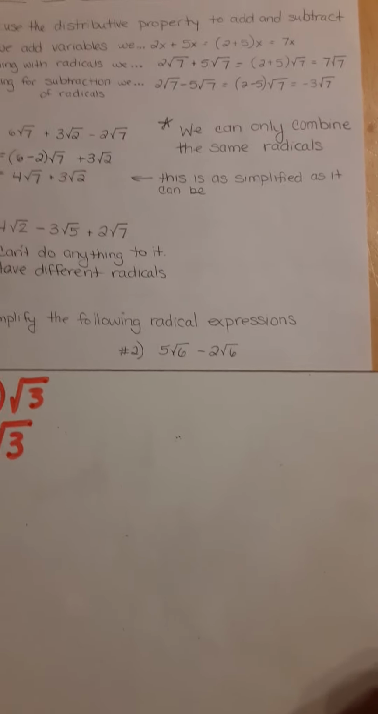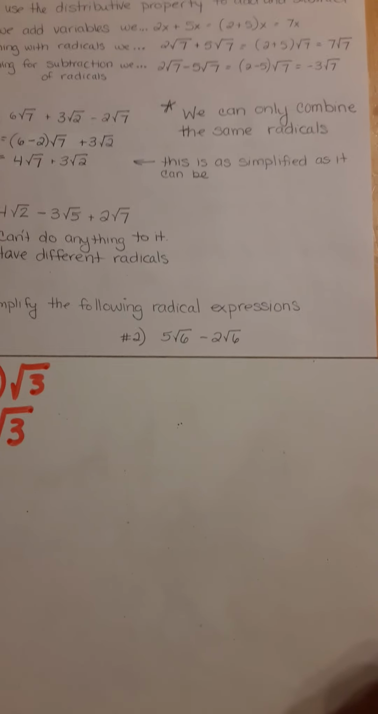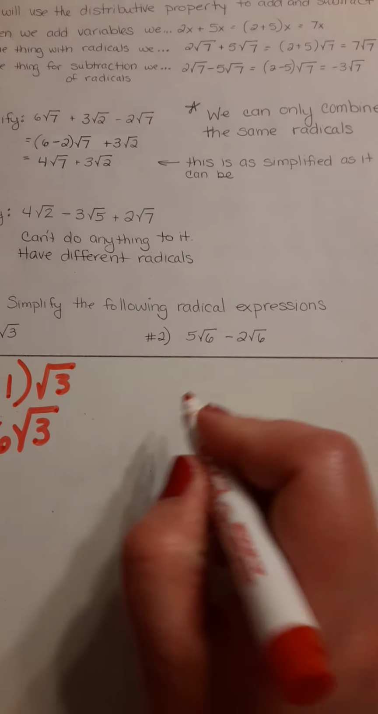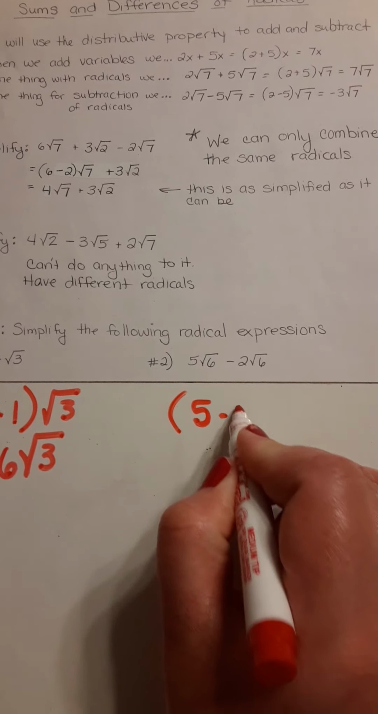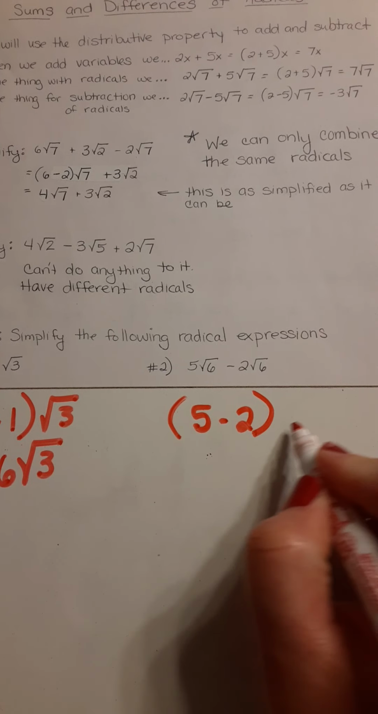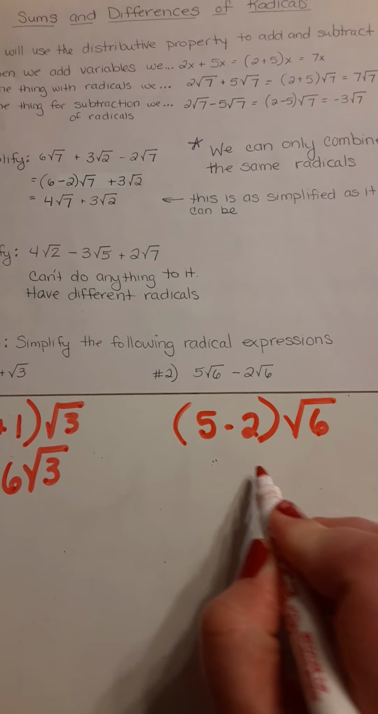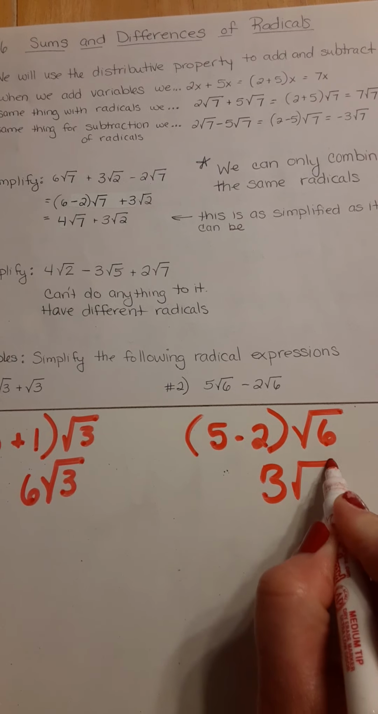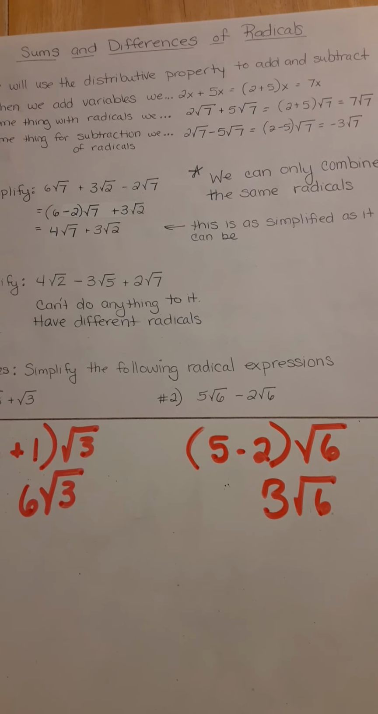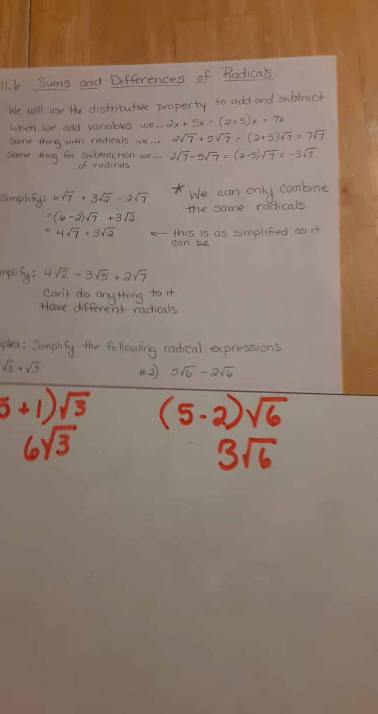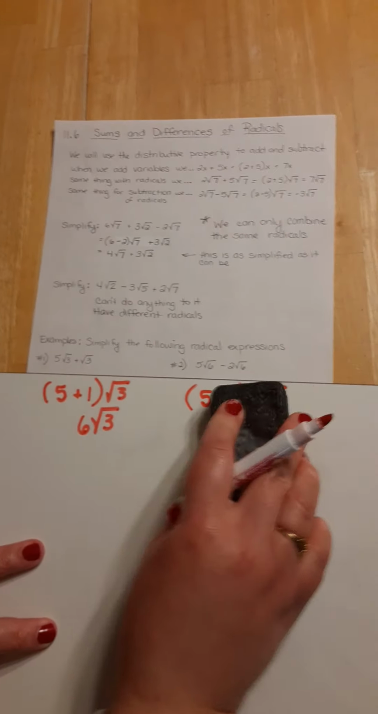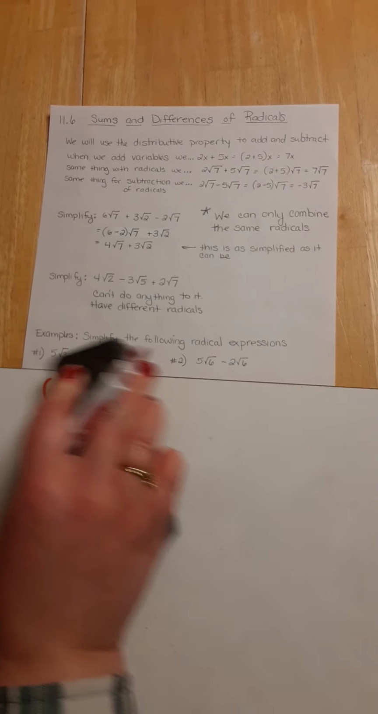Same thing here for subtraction. Double check, do they have the same number under the radical sign? And they do. So I'm going to separate the numbers in front, so 5 minus 2, attach the square root of 6, complete my math, and my final answer is 3 times the square root of 6. Okay, that's pretty straightforward.